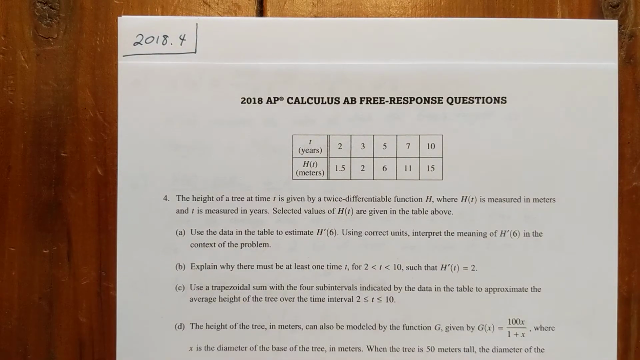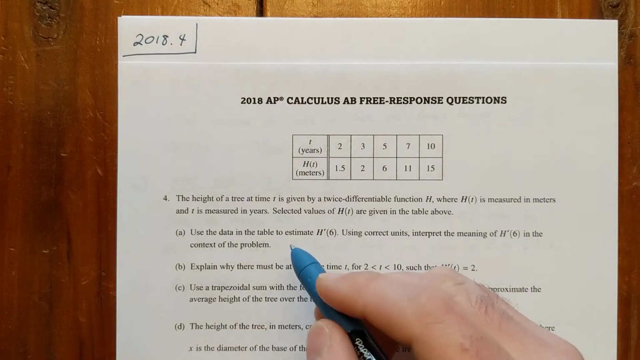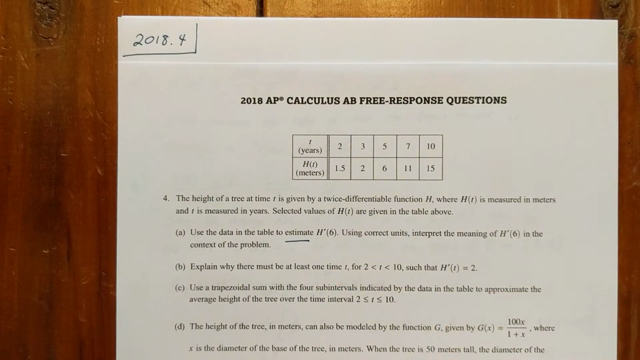So let's dive right into part A. This is a pretty typical question. Hopefully you've seen it already. You're certainly going to see it again, I think. Use the data in the table to estimate the value of h prime of 6. Without giving you an explicit definition of what h of t is equal to, you can't actually find h prime of 6, so we can only estimate it by looking at the table right here.